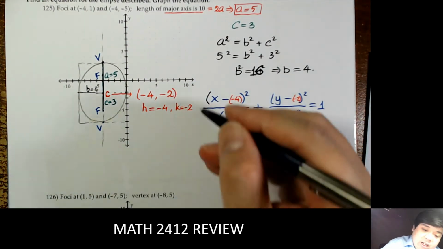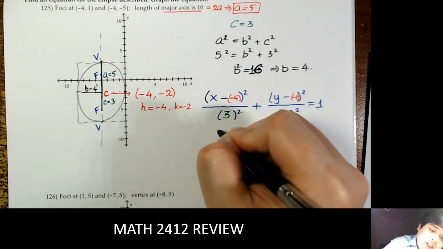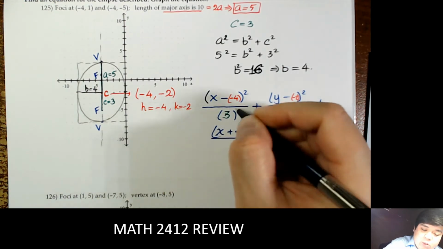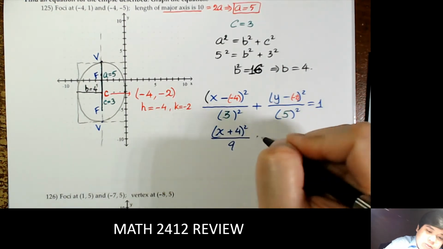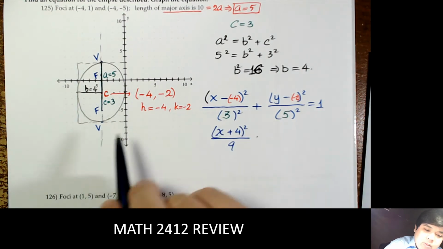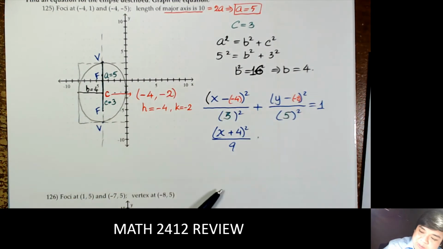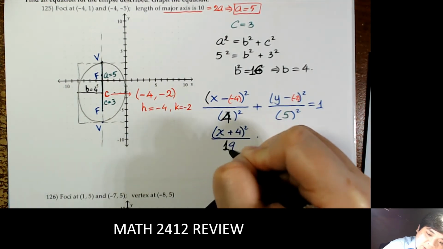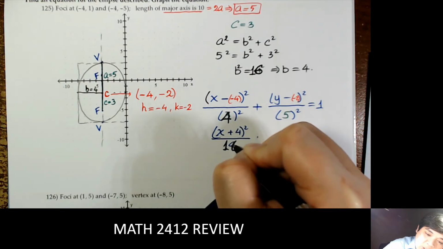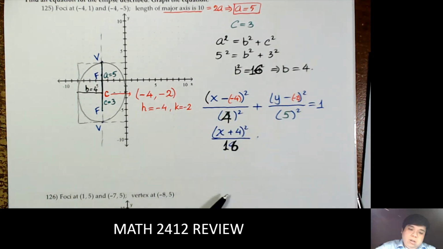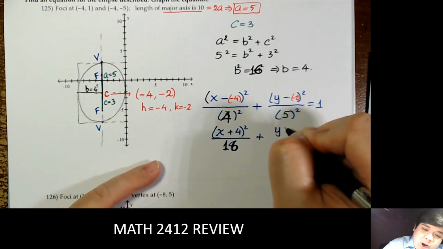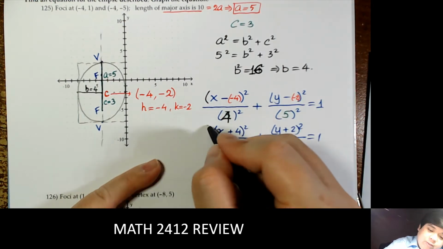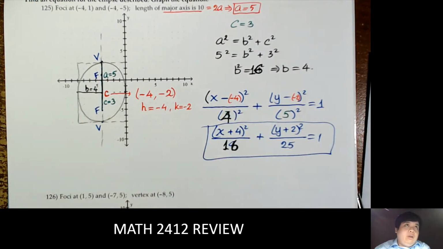When we clear out everything, simplify everything, we have x minus that, which will be (x plus 4) squared, equal to 9. Sorry, left and right 4 units. So 16. (y plus 2) squared over 25 equals 1.